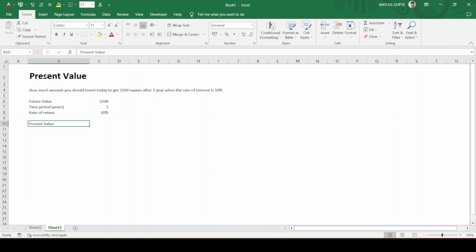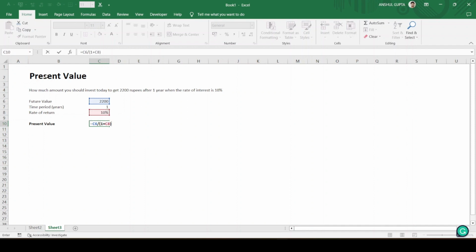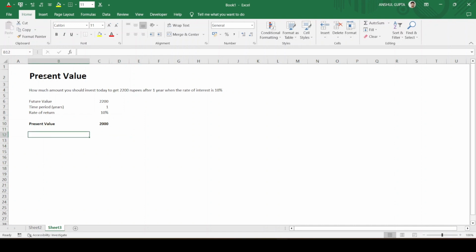So the formula for this is equals to select the future value, divide, start the bracket, 1 plus 10%, close the bracket and press enter. That means the present value is 2000, which basically indicates that we need to invest 2000 rupees today if we want 2200 rupees after 1 year, considering the rate of return as 10%. So let's take one more example for better clarity.